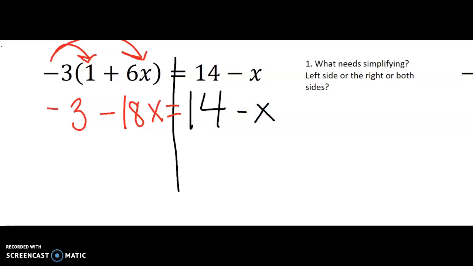Now here, in this problem, we cannot simplify the left side, and we cannot simplify the right side. So we have to ask ourselves, what can we do next? I'm going to give you a second to think about that. Here you want to observe that you're back to variables on both sides.